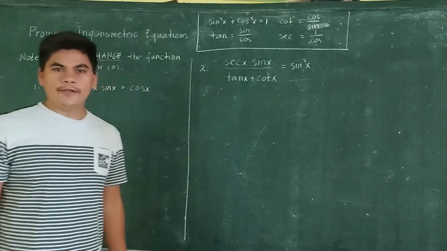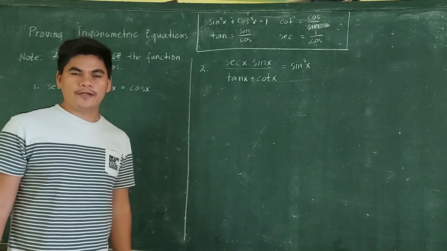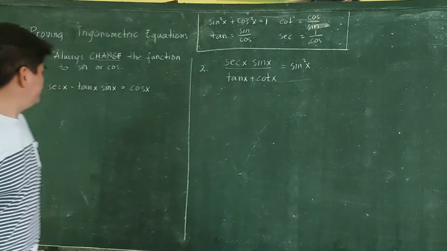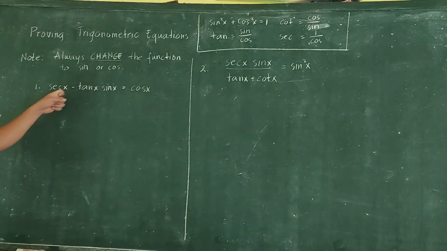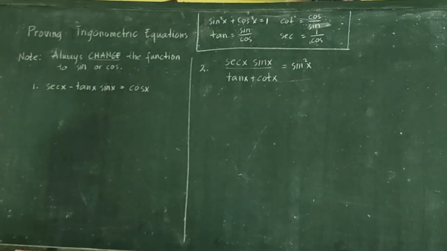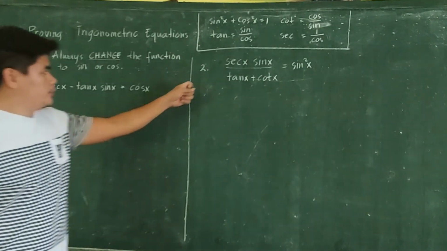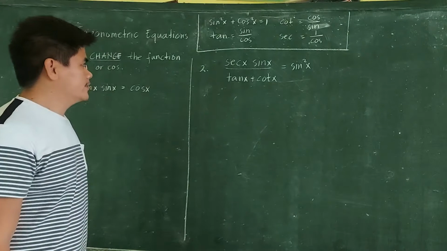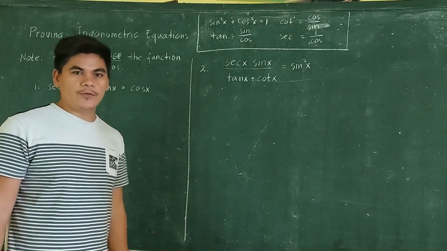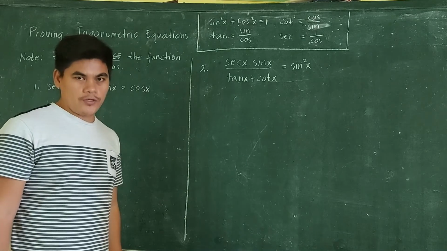Okay, today we're going to prove trigonometric equations. So we have two examples here on the board. We have secant x minus tangent x sine x is equal to cosine x. And we have number 2, secant x sine x over tangent x plus cotangent x is equal to sine squared x.